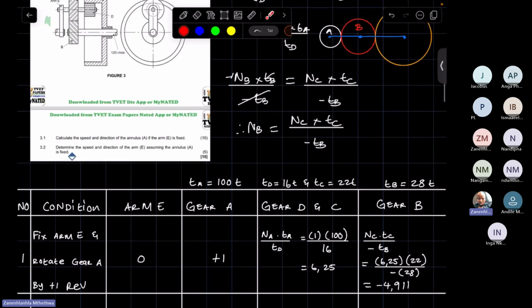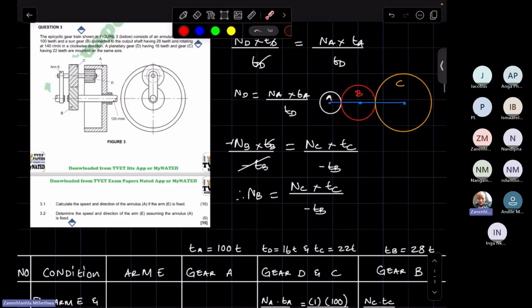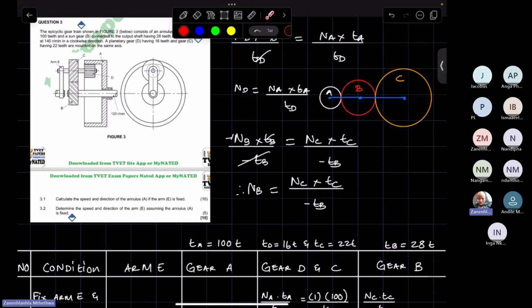So, for instance, here you would say fix the arm, say the arm is E again. Fix the arm E and rotate gear C by one revolution clockwise. Gear C being the biggest gear in the system, you would choose as your analysis. And then you follow the very same steps.